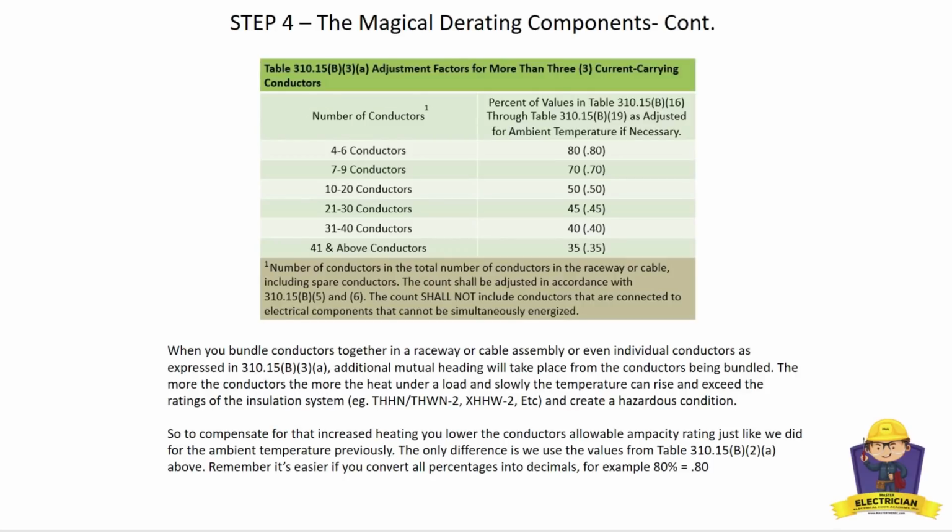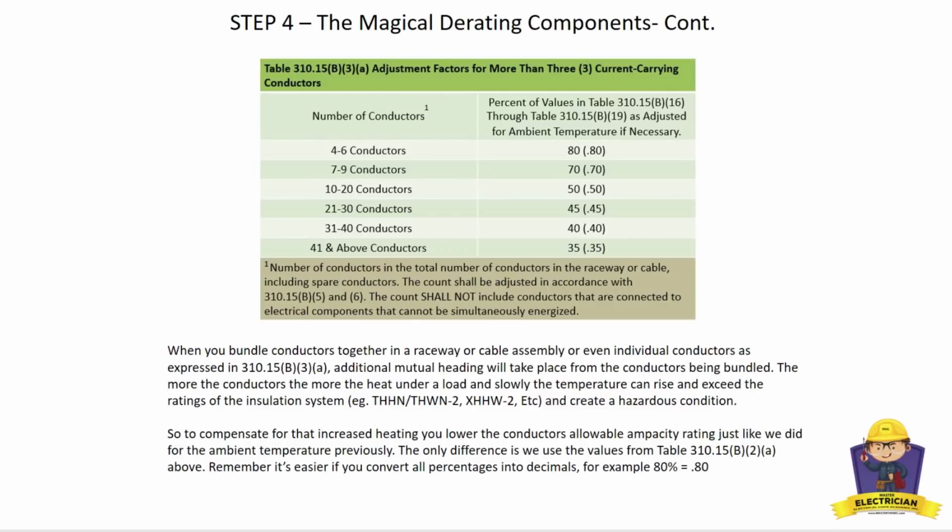Because of mutual heating that takes place, because you've got all these conductors in this bundled raceway, or all these conductors grouped together, or all these cables running too close together and strapped together on the same bridle ring or whatever, it's going to be hard for them to dissipate heat. So to compensate for that increased heat from the mutual contribution of other conductors or other cables, you're going to lower the conductor's allowable ampacity, and that's why we apply all these derating applications.